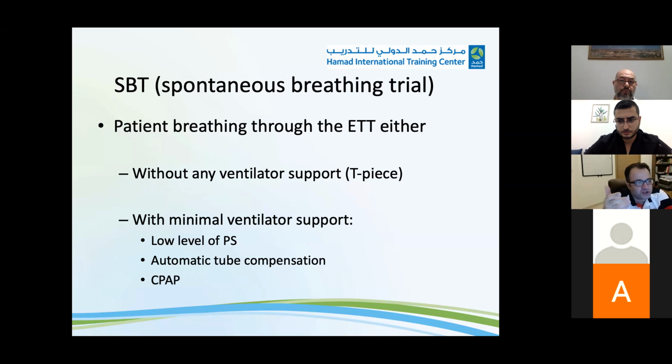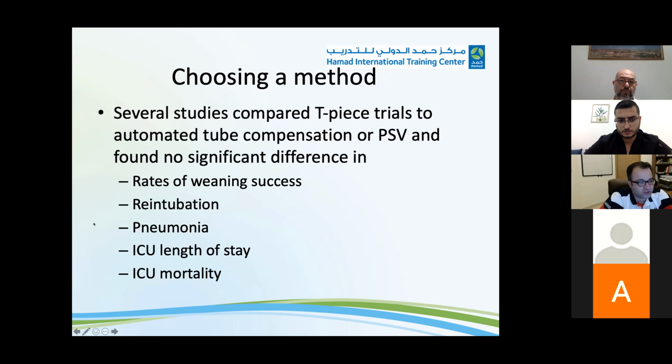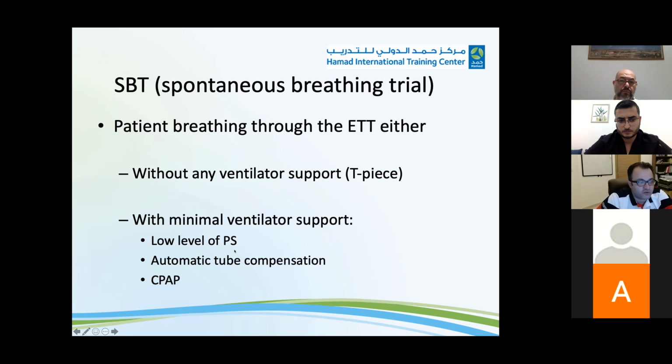There are many variations. And the other way of doing it is to keep them on pressure support mode using a low level of pressure support. So for example, you say, I'll just use 5 of pressure support or 6 of pressure support. And sometimes if the tube is small, like if a woman has a tube of 6.5 or 7, and there's lots of mucus inside clogging it, the resistance could be high. So even a pressure support of 5 may not be enough.